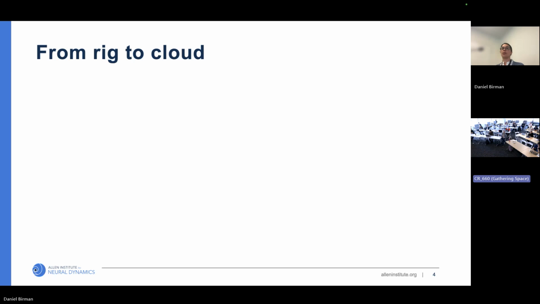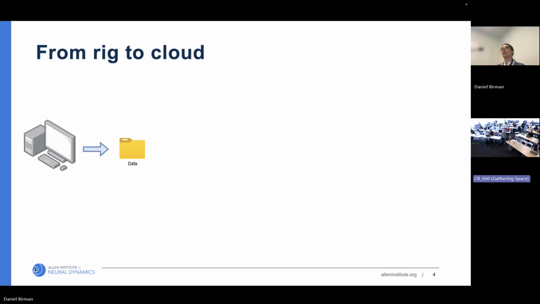To really talk about this internal system that we've built, I want to talk about how we get the data from the rig to the cloud. First, a user will acquire data on their machine. That machine has some sort of workflow automation that will help guide them through an experiment, while also collecting all of their metadata about their rig and their session. And then that data is saved locally on a drive.